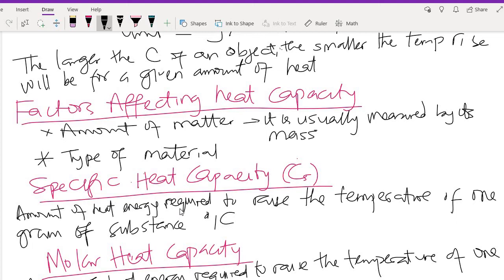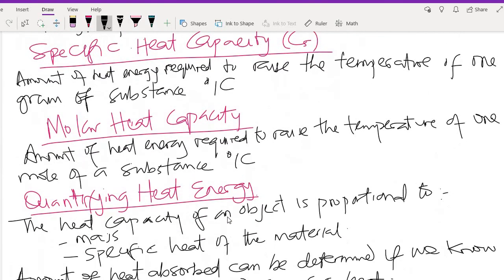The type of material also affects its capacity. For example, 1,000 joules of heat energy will raise the temperature of 100 grams of sand by 12 degrees C. But the same amount of heat will only raise the temperature of water by 2.4 degrees C.